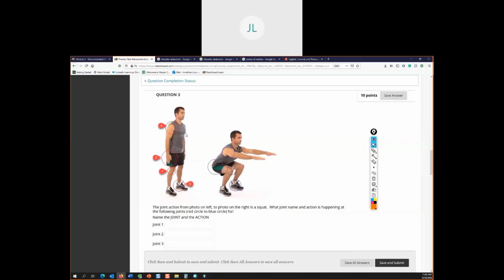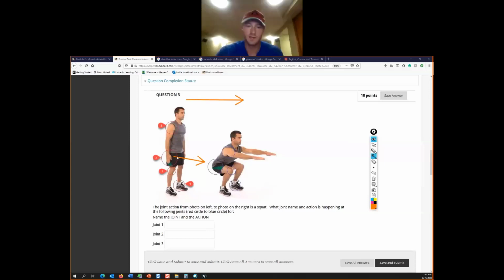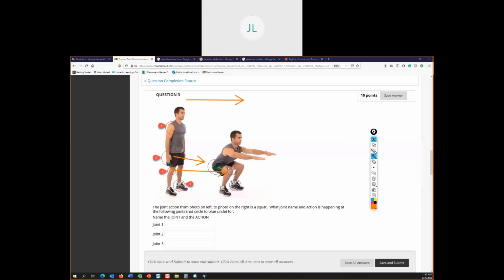Okay, number 3. I like number 3, the squat, because it covers both aspects. One of the things I want to point out is, if we're looking at this situation where we're going from standing position, anatomical, to this bottom position, let's just look at the lower extremity right now. What happened at the hip? Went from what position to what position? Hip flexion or hip extension? He went from an extended position into hip flexion. At the knee, he went from knee extension to knee flexion. And at the ankle, he went from plantar flexion to dorsiflexion.